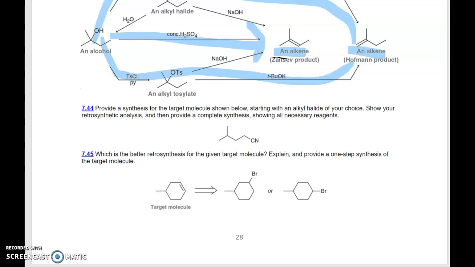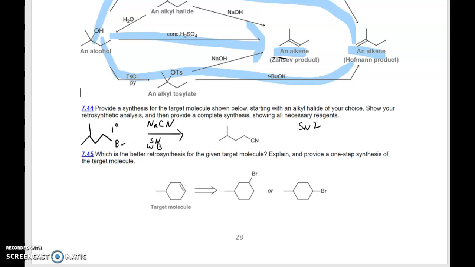starting with the alkyl halide of your choice. Well, I'm going to start with something that looks very similar, and then I'll add and then we'll get a simple substitution reaction. This compound is a strong nucleophile and it's a weak base. This is primary, so we'll have an SN2 reaction.